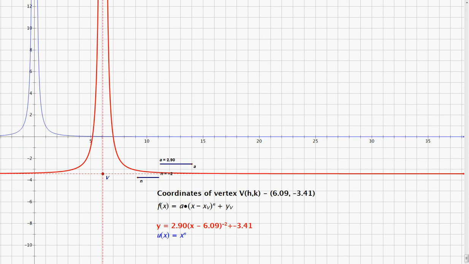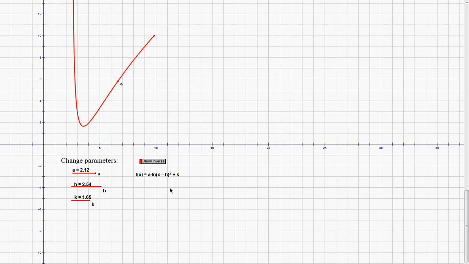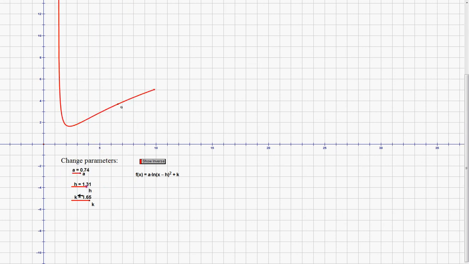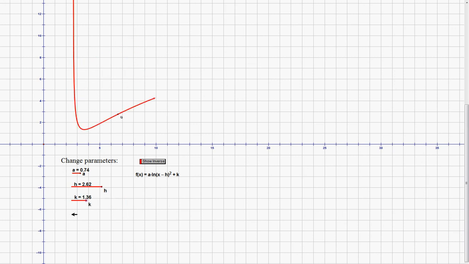There is one page here that is called play function. For example, this is the function that I entered. It's a logarithmic function that is transformed, and this one shows you it's actually a composition of quadratic and logarithmic function, and you can actually play with parameters and see what they do with the function and observe the common pattern that relates it to the transformations we saw on the previous pages.